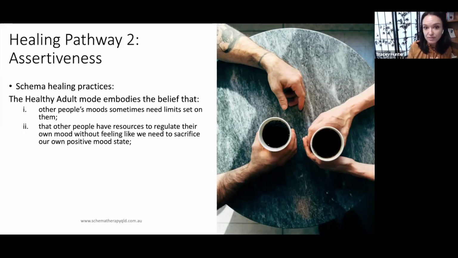Okay, so it's really important that some of our clients, and some of us, need to be introduced to this new belief, because the existing belief is, well, he doesn't have the resources to manage his mood, so it's up to me. I have to offset it by tiptoeing around, or cleaning the house perfectly, or making sure there are no problems, or making sure the children are perfectly behaved.